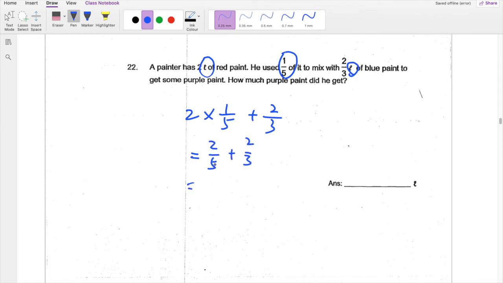Then the least common multiple is 15. This 6 plus 10. So the answer.